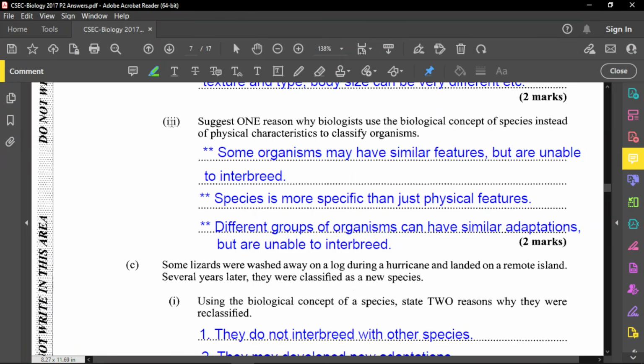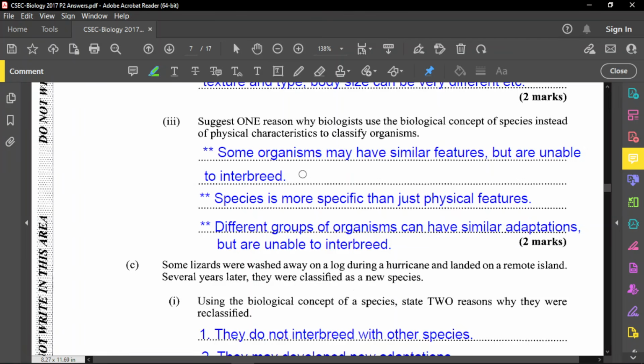All right, so part 3 is to suggest one reason why biologists use the biological concept of species instead of physical characteristics to classify organisms. And so to use species instead of physical characteristics, again, why is that? Some organisms may have similar features but are unable to interbreed.